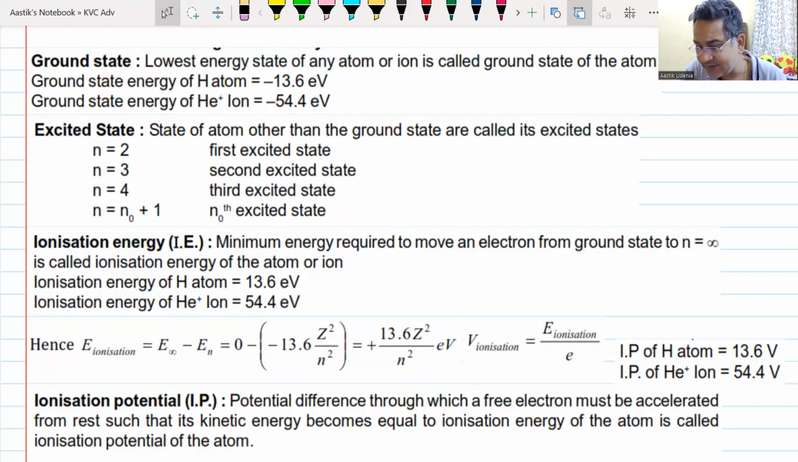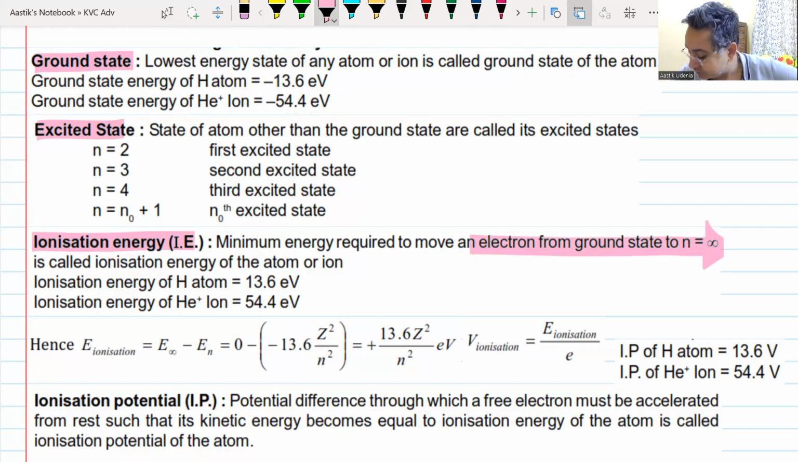That takes us to the next set of definitions, if you want to call them definitions, or next set of points. The first is ground state. You know what is the meaning of ground state? Lowest possible energy state. Excited state. N is equal to 2 is known as the first excited state. Yes or no? Yes, sir. Ionization energy. Energy required to move an electron from ground to infinity. Yes or no? Yes, sir.